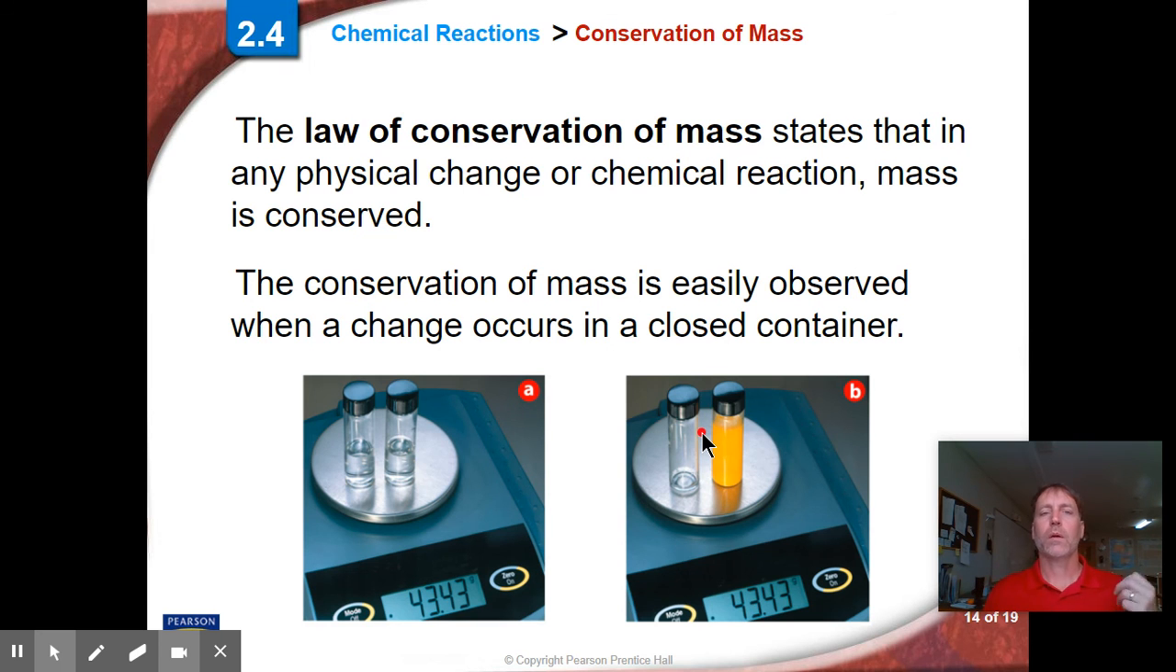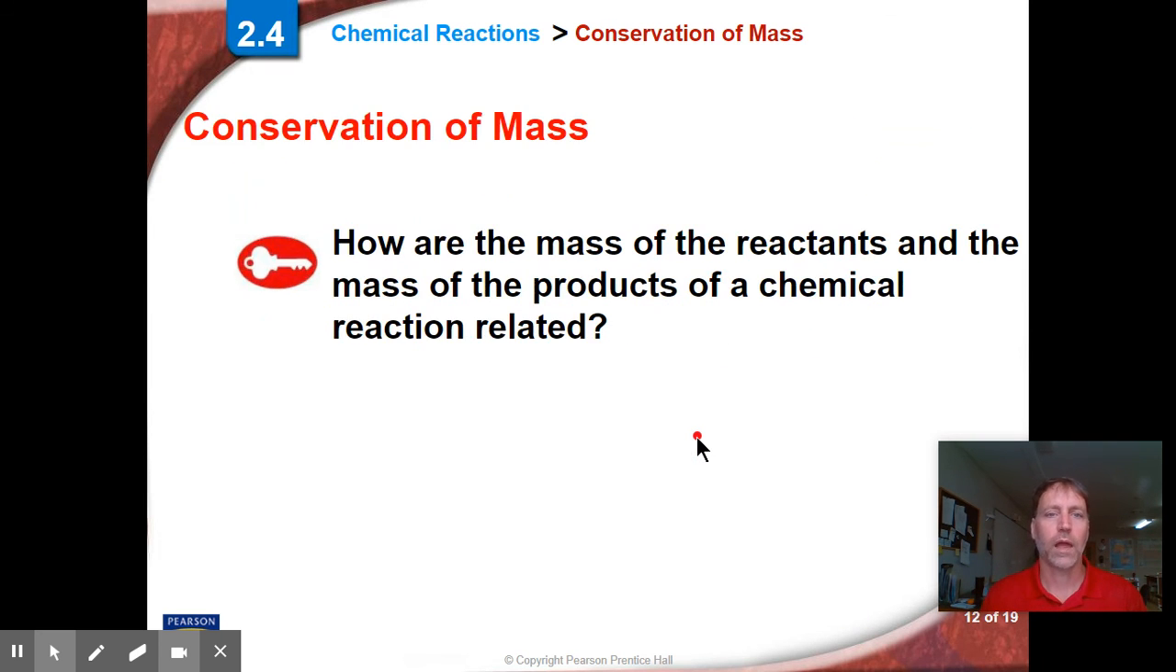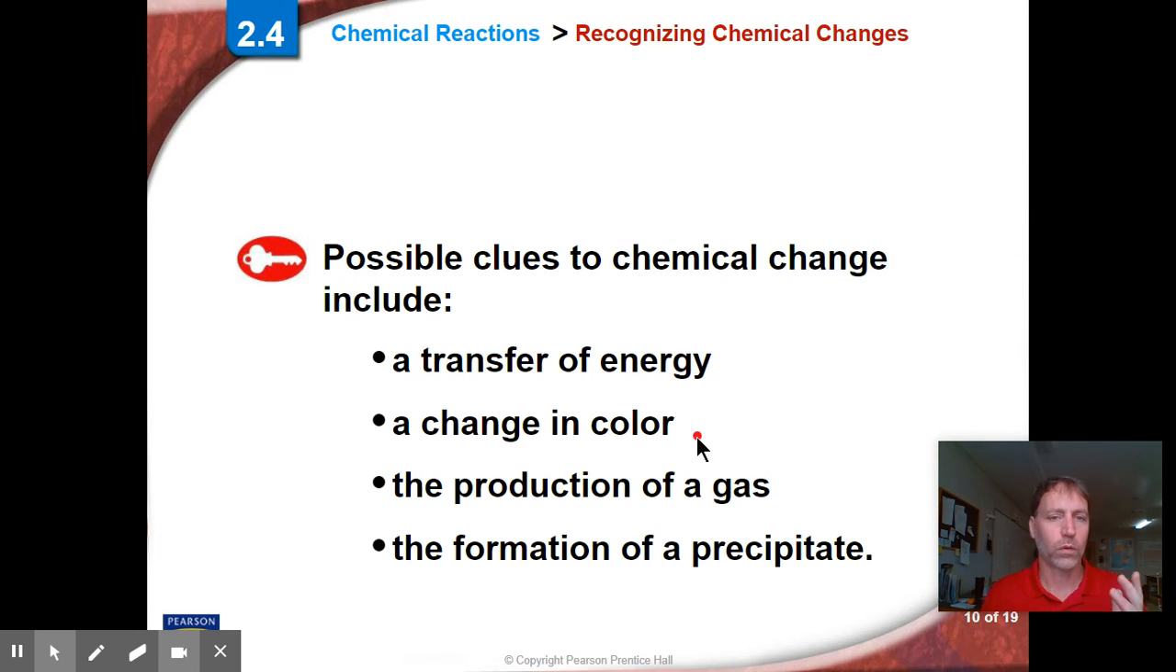The main thing I want you to know is conservation of mass, and these four clues: energy change, change of color, production of gas bubbles, and forming of a precipitate or a solid.